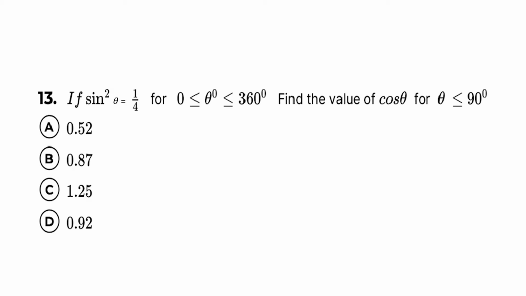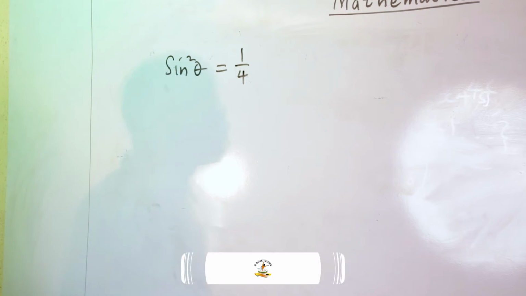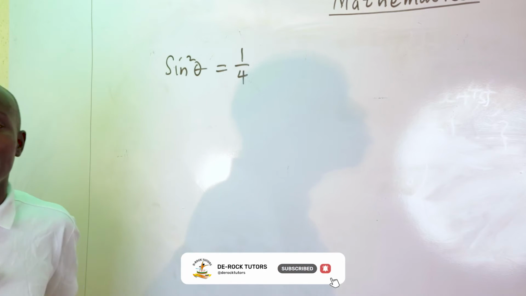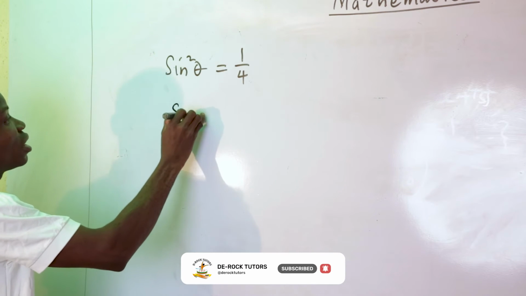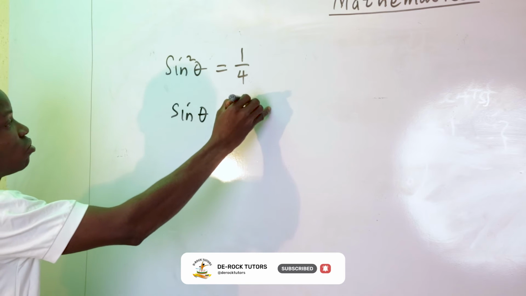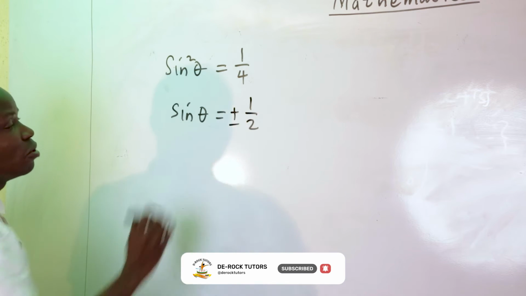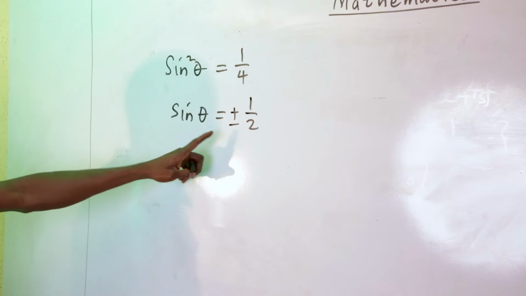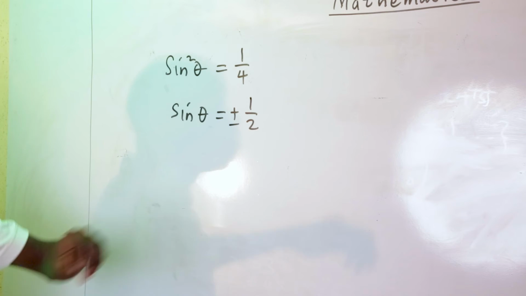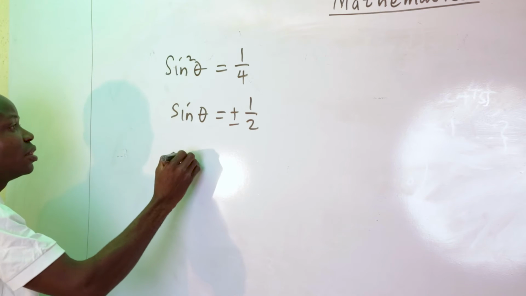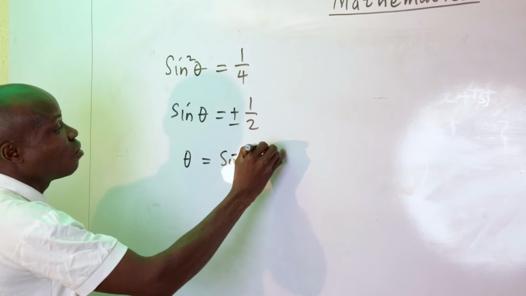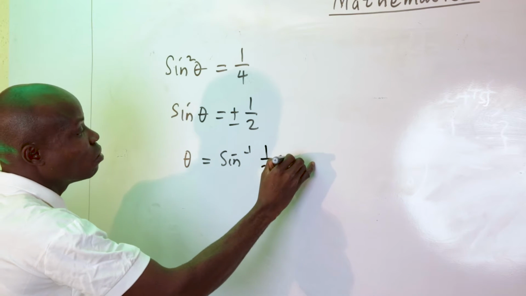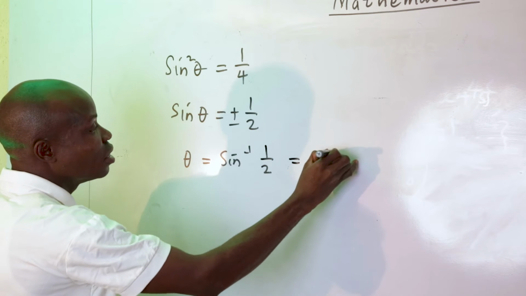Question number 13. We have sine squared theta being equal to 1 over 4, for theta ranging from 0 degrees to 360 degrees. So from here, sine theta is going to be plus or minus 1 over 2. But when theta is in the first quadrant, the value of theta will be positive. So in this case, theta is going to be arcsine of 1 over 2, which is 30 degrees.